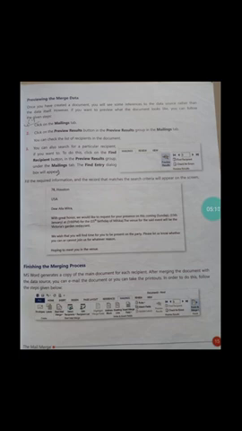MS Word generates a copy of the main document for each recipient. After merging the document with the data source, you can email the document or you can take printouts. In order to do this, follow the steps given below. In the Mailings tab, under the Finish group, click on the Finish and Merge button. Then a drop-down menu will appear. Choose one of the following options from the menu. You can see Edit Individual Documents, Print Documents, and third, Send Email Messages. After selecting the desired option, click on OK.